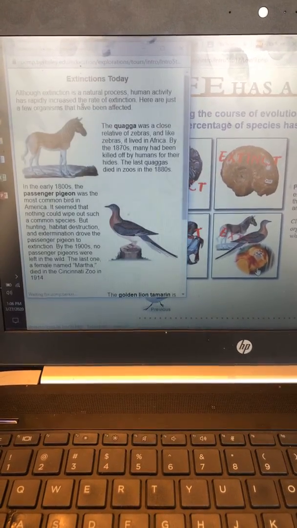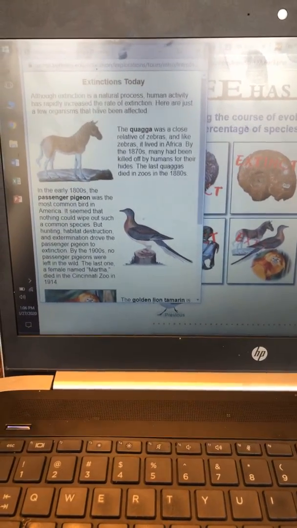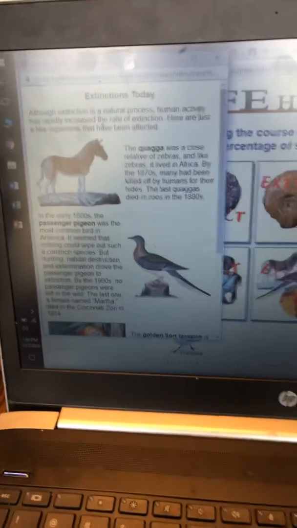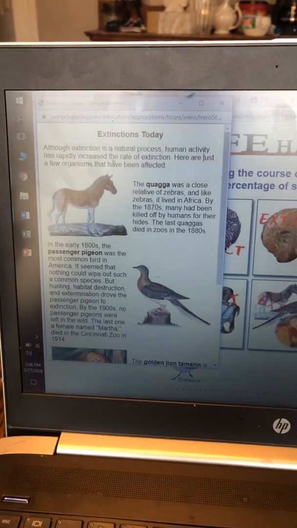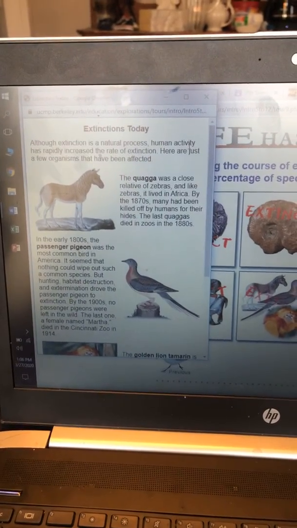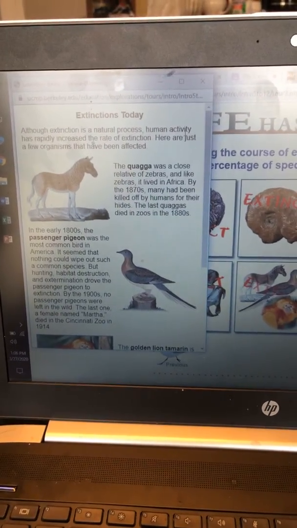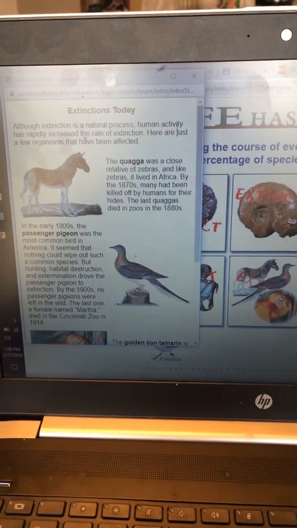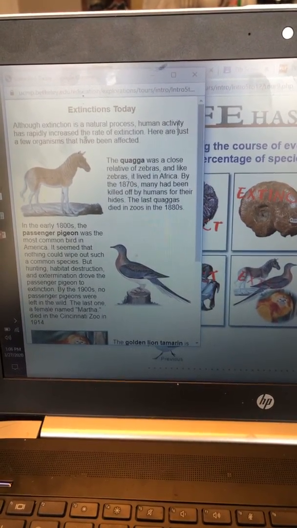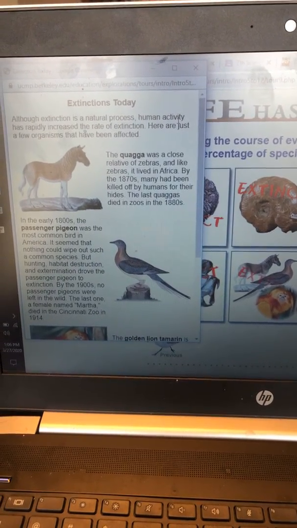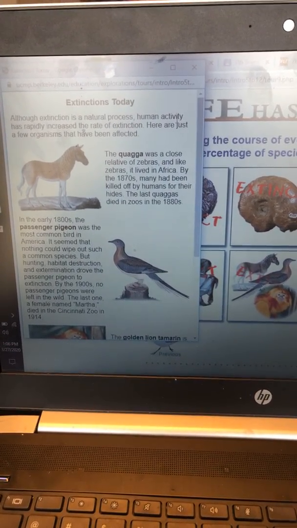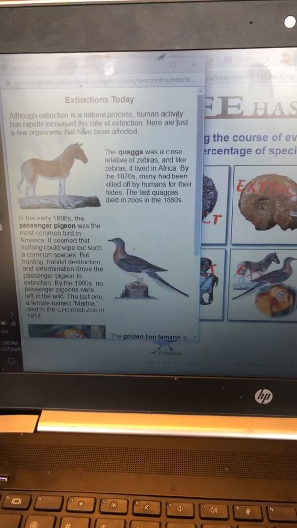And here's a quagga. Although extinction is a natural process, human activity has rapidly increased the rate of extinction. Here are just a few organisms that have been affected. The quagga was a close relative of zebras and like zebras, it lived in Africa. But by the 1870s, many of them had been killed off by humans for their hides. The last quaggas died in zoos in the 1880s.